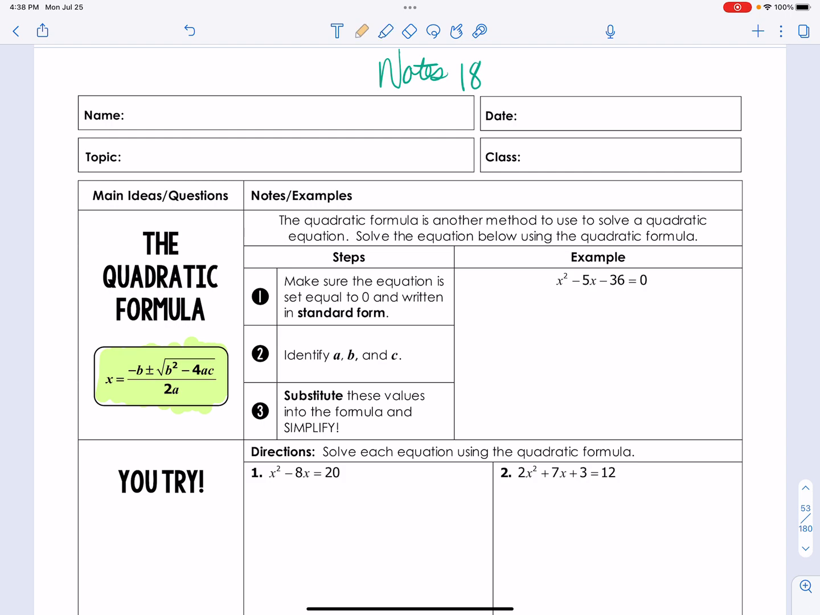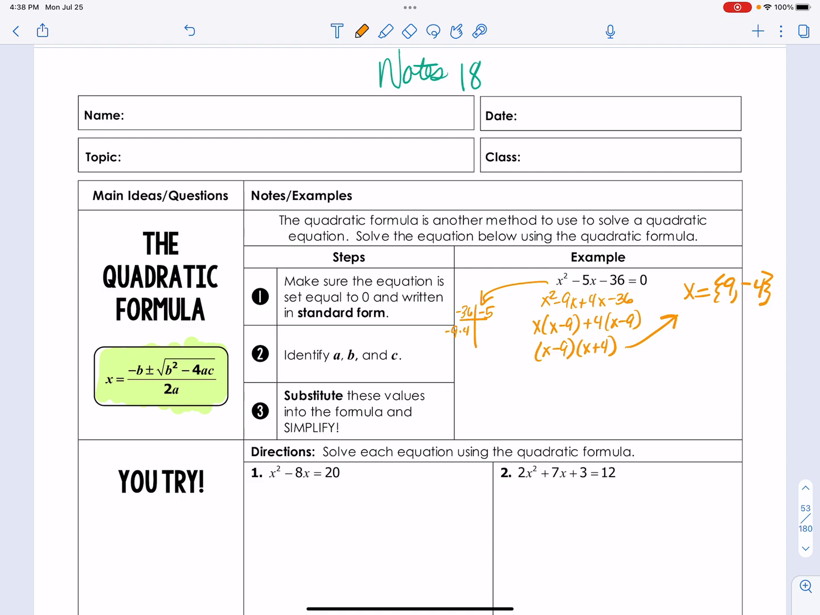So if I were to factor this one, okay, I would do factors of negative 36 that add up to negative 5. And so that would be a negative 9 and 4. So that would be x squared minus 9x plus 4x minus 36. I can take out an x. I can take out a 4. So one of my factors is x minus 9, and the other is x plus 4. And if I find my roots, that means my roots are at 9 and at negative 4.